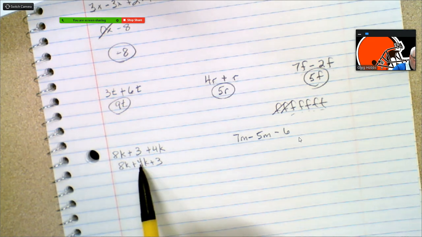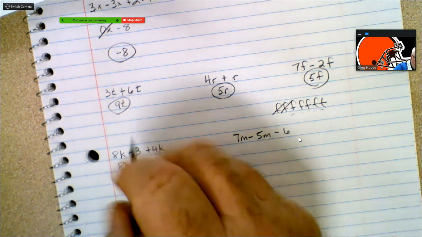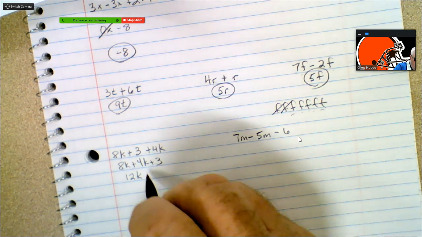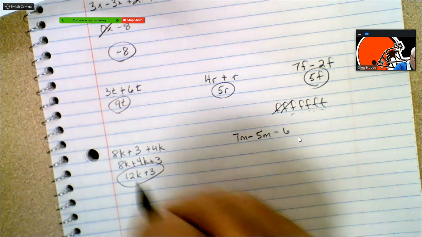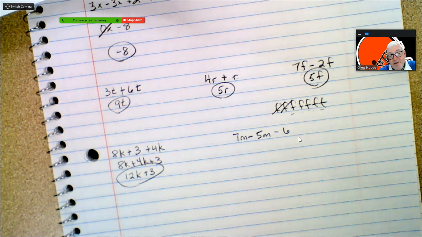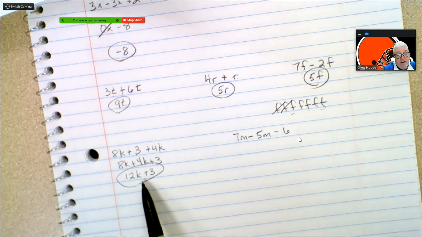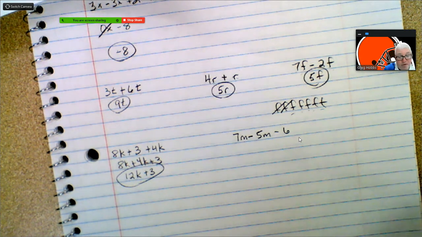I got 8K plus 4K. Well, that would be 12Ks. And then there's nothing else to go with the 3. I can't simplify, so 12K plus 3. And that is simplified. Again, in simplified, we went from 3 terms. Now we're down to 2 terms. So hopefully you understand what the word simplified means.